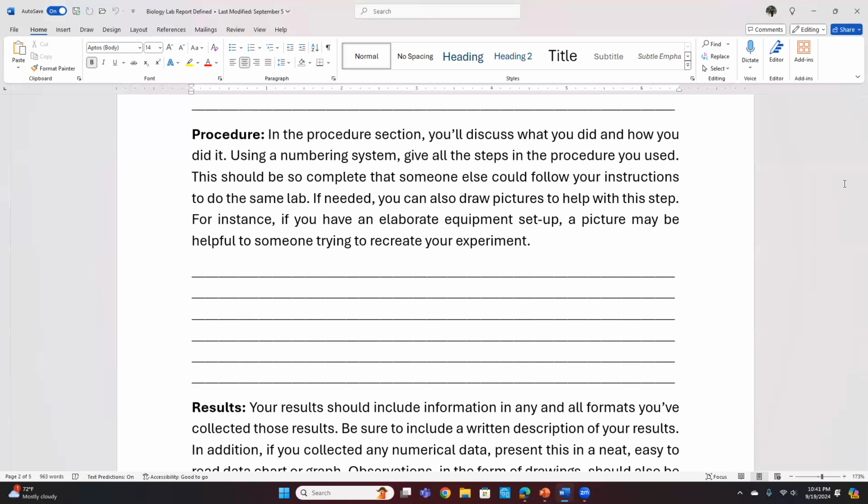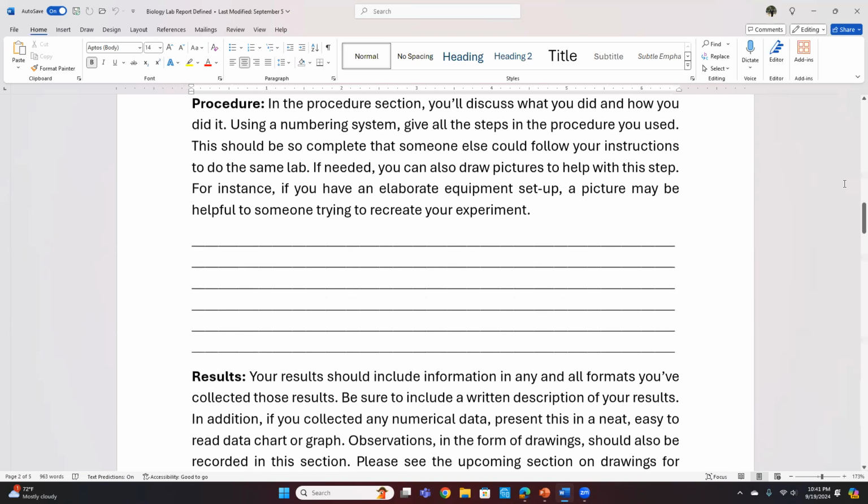So you want to list your procedure in this section. If you need to add more paper, that is fine. If you need to change the format of this document, that is fine too. I will provide you with this document electronically so you can tailor it to your needs.